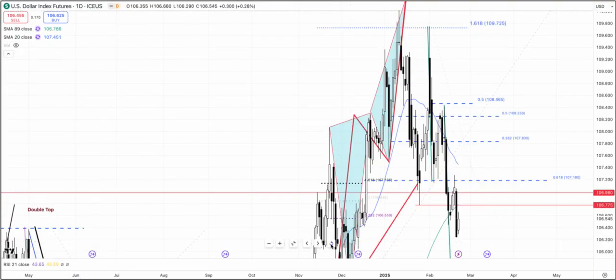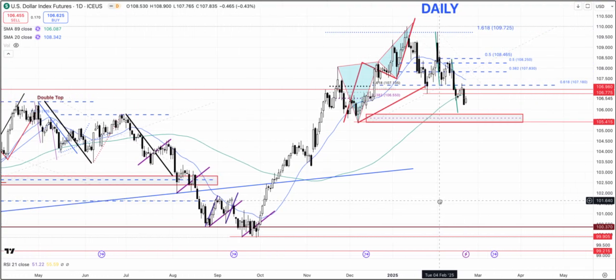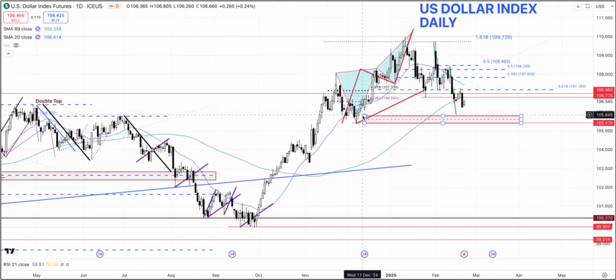Now, if we just take a look at this on the daily chart, we have this really nice pattern completion, and this is where the DeepSeek scare came into the market. The dollar shot back up, and now it's just moving lower. But it's also getting into that support region. On the daily chart, there is a possibility we could get down a little bit lower, right into this box, just because it's the ABCD.